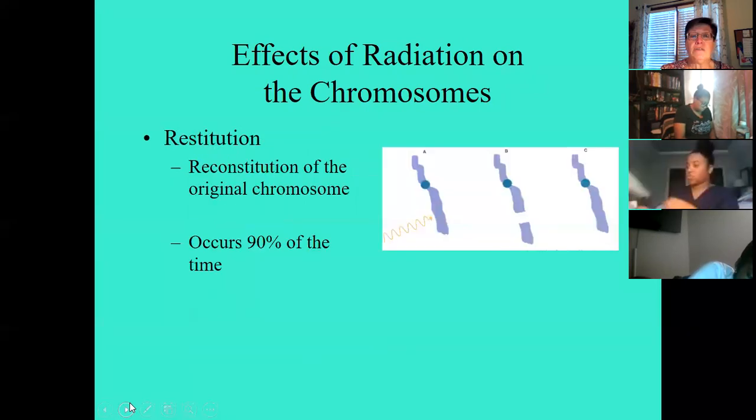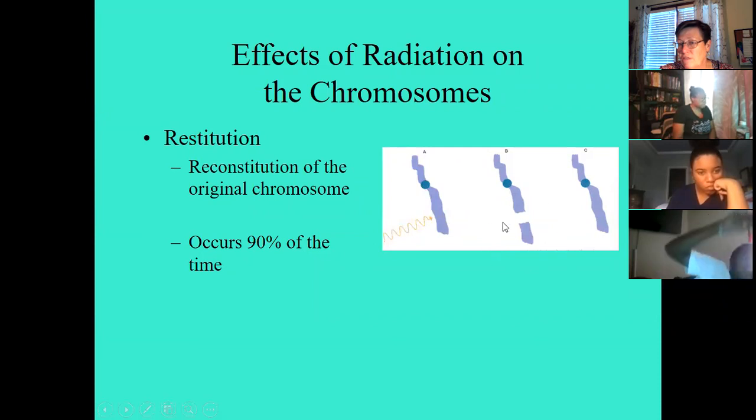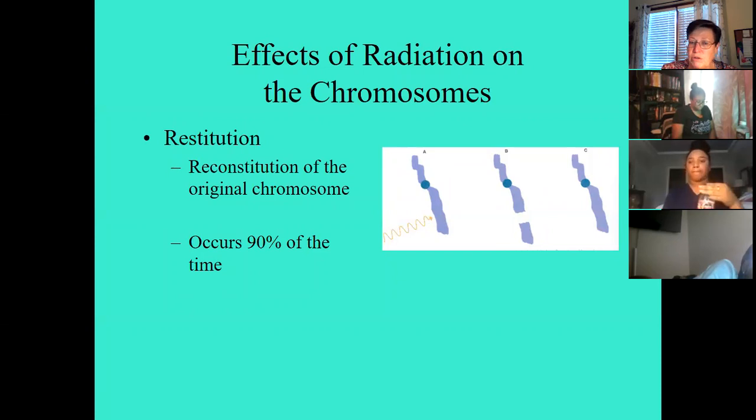But again, there is some good news. Remember, the body has many, many repair mechanisms. So if we have radiation that breaks the chromosome, here we have an illustration: here's a chromosome, there's the centromere, here are the arms. Radiation breaks off a chunk of the chromosome. 90% of the time, restitution occurs. Restitution simply is the repair of the chromosome so that it goes back to normal. So yes, radiation can damage the chromosomes, but 90% of the time, that damage can be repaired.